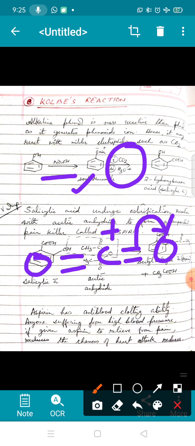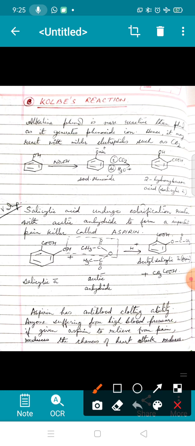So when phenoxide ion is treated with carbon dioxide followed by hydrolysis with acid, it forms salicylic acid, that is 2-hydroxybenzoic acid. That means in the ortho position a carboxylic acid group gets introduced. So this reaction particularly helps you in preparing a very important painkiller that is called aspirin. Aspirin can be prepared from salicylic acid by an esterification reaction.